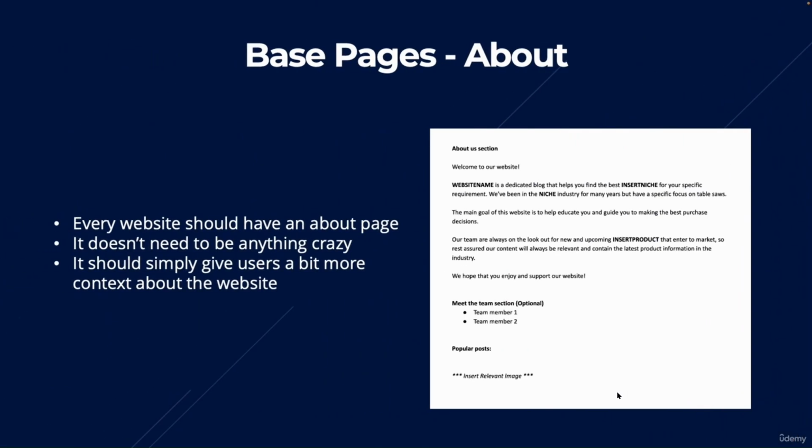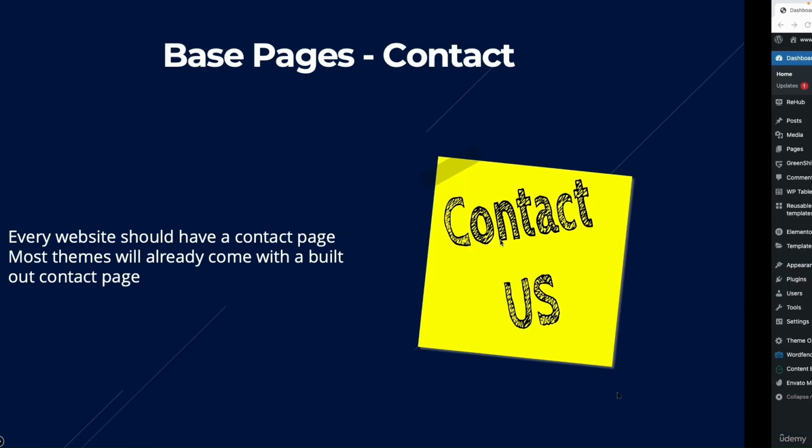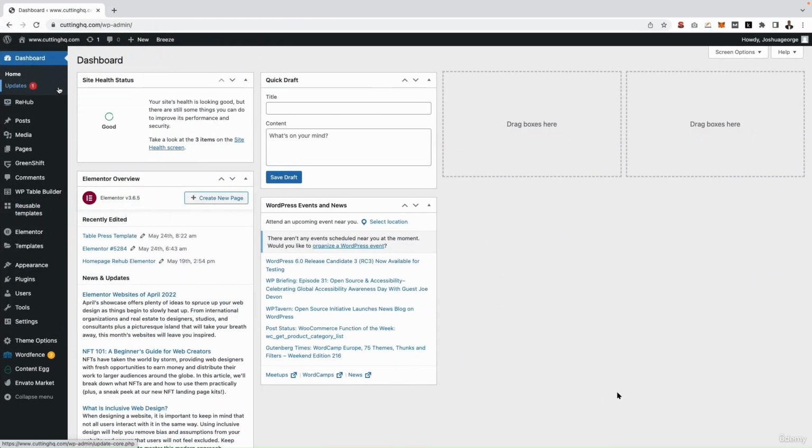So the second type of page you need on your website is going to be your Contact page. Again, just like the About page, every website should have a contact page. Most themes will automatically already come with a built out contact page. So all you need to do is just make sure you've got one there and it is live. However, rest assured, if you do not have one with your current theme, then I'll show you how you can create one.